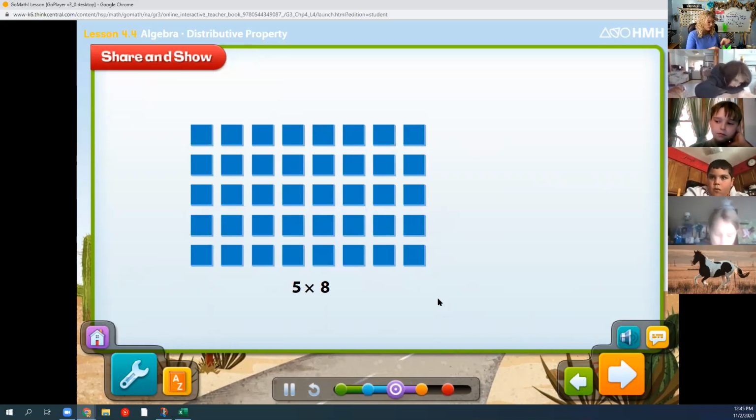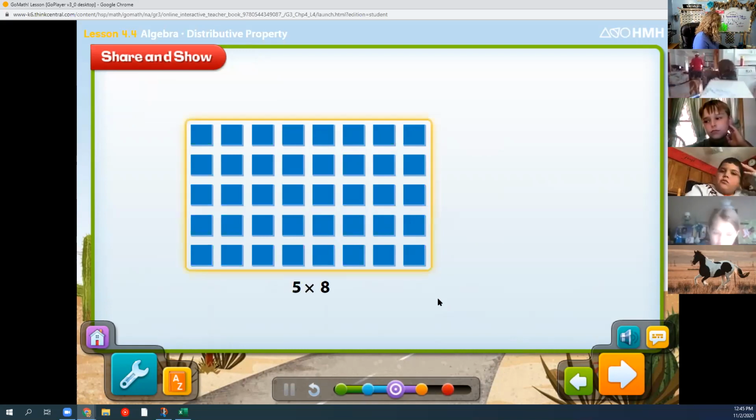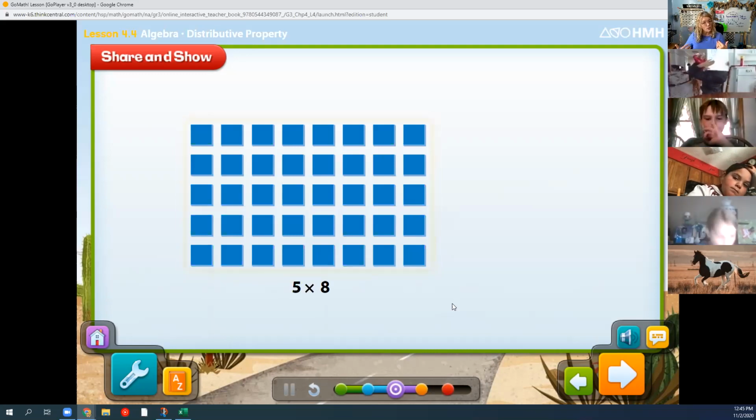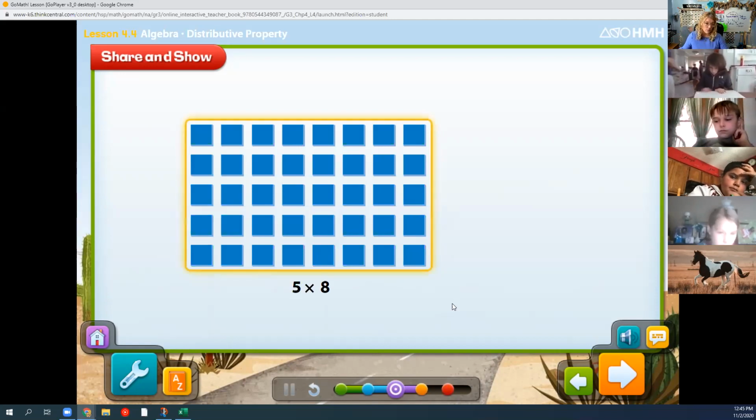Show how you can break apart this 5 by 8 array into two smaller arrays for facts you know. So break that up into smaller facts that you know. I always like to think of this kind of problem like, I use the bigger number to break apart. So I would break apart the 8 because I already know my 5s. So maybe if I were to break apart this problem, I might break apart the 8.